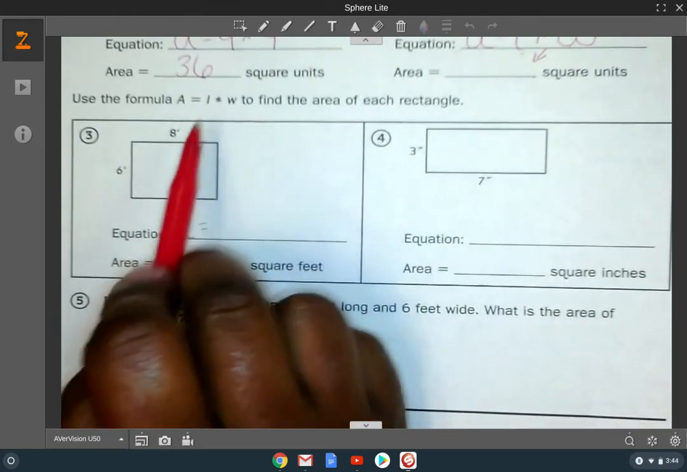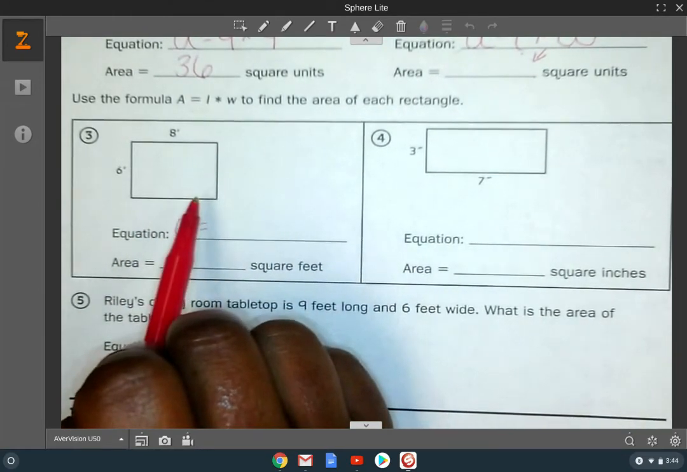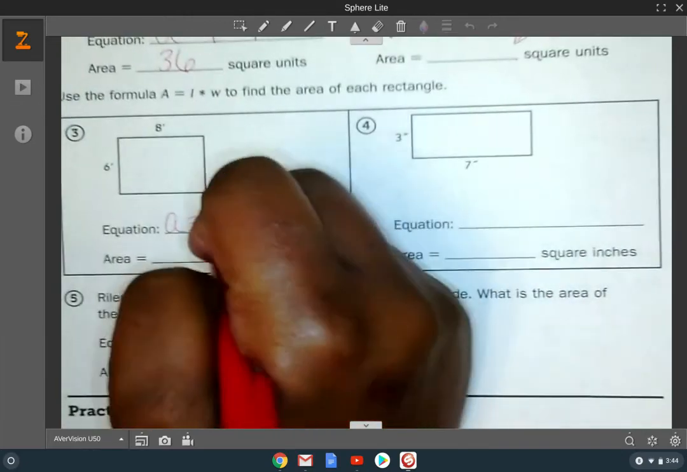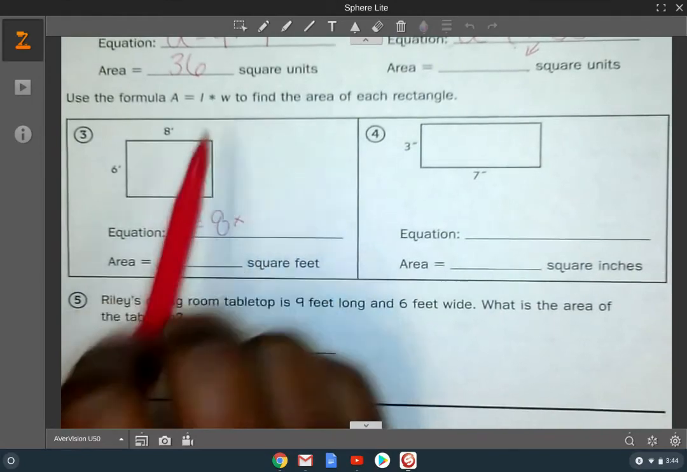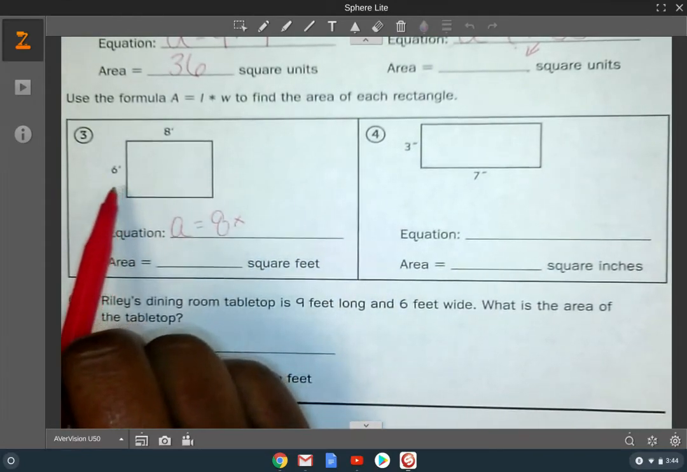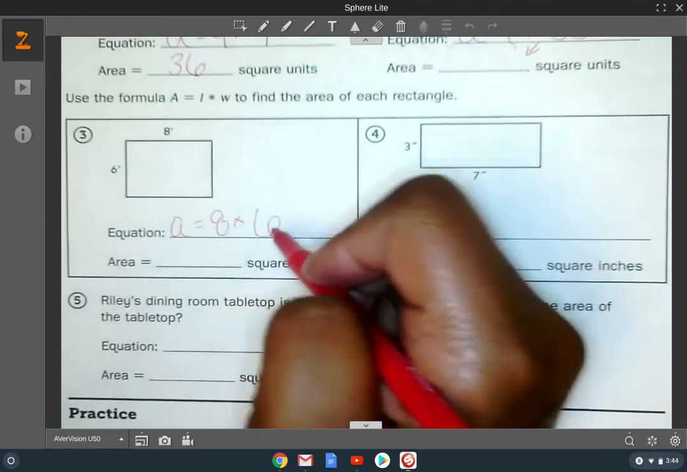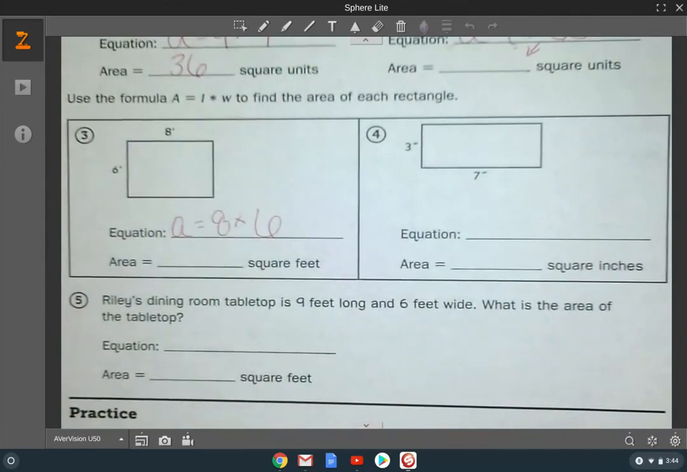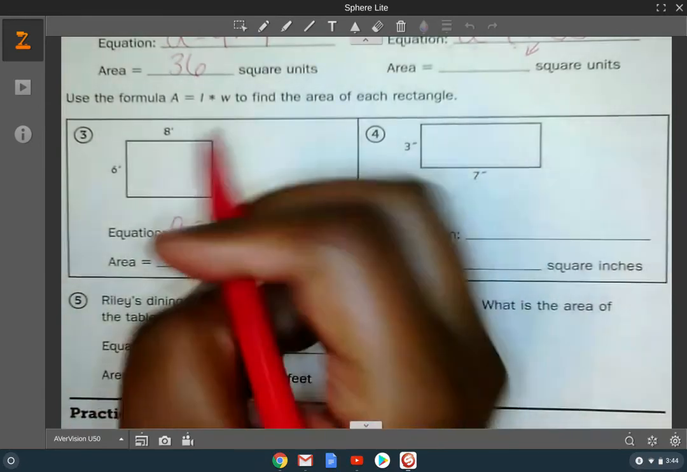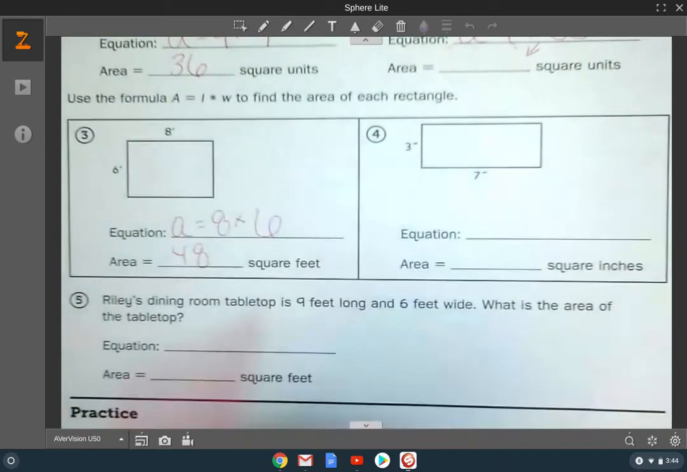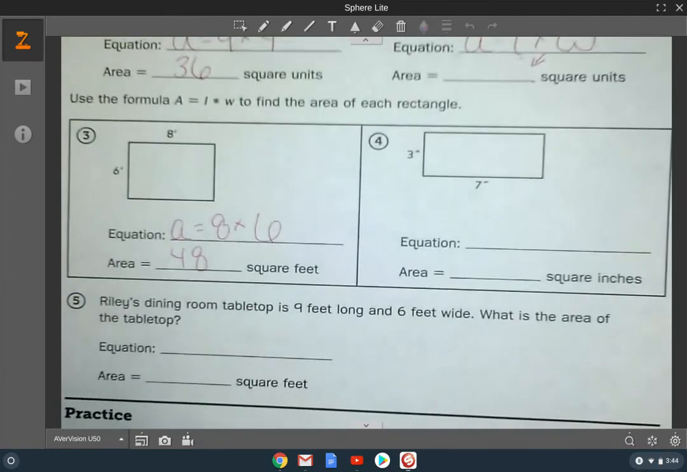Remember? So what is our length for this rectangle? Yes, 8 times our width. And what is the width for this rectangle? Yes, 6. Now, this is multiplication that you know. I know it's numbers that we don't work with all the time, but you can do it. What is 8 times 6? Absolutely 48 square feet.